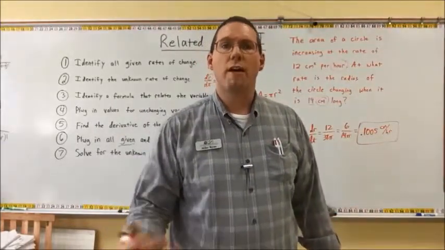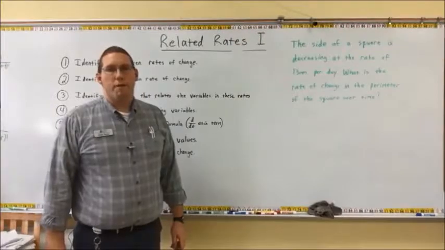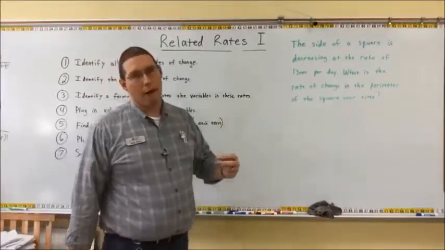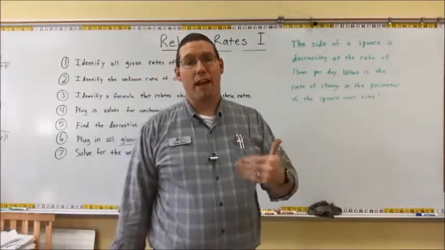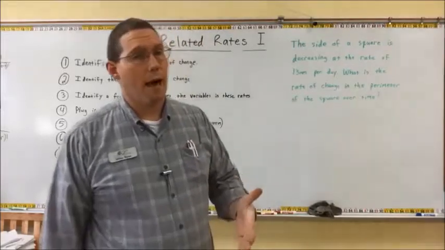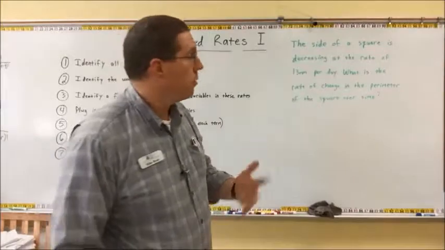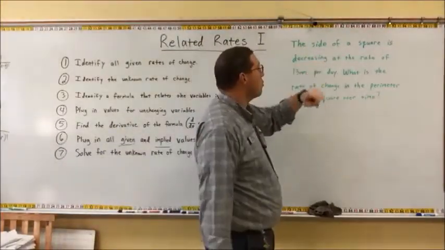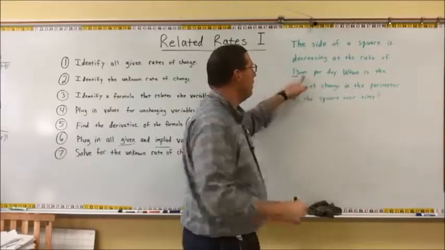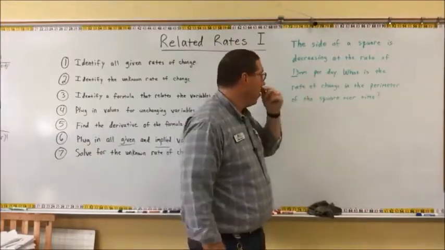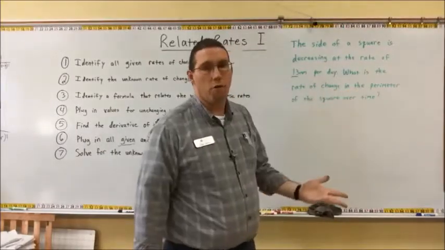Okay? Let's try another example, but let's move on to a different kind of shape. All right, here's an example. Now we're going to deal with a square. Squares have sides, squares also have area, and squares also have perimeter. And all 3 of those things are related to one another. So this question says, the side of a square is decreasing at the rate of 13 millimeters per day. What is the rate of change in the perimeter of the square over time?